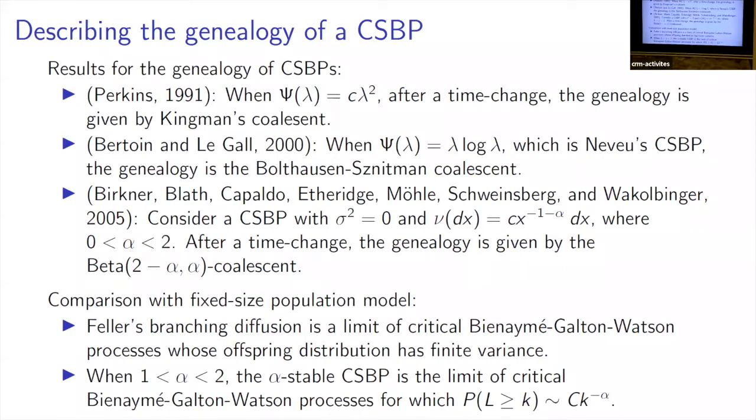What is known about the genealogy of continuous state branching processes? Now, in the case where the continuous state branching process is given by Feller's branching diffusion, results of Perkins in 1991 tell us that after a time change, the genealogy can be described by Kingman's coalescent. The reason why a time change is needed is that when we identified Kingman's coalescent as describing the genealogy in the Wright-Fisher model, we had to speed up time by the population size 2N. But in the case of Feller's branching diffusion, the population size is variable, so this brings about a non-trivial time change.